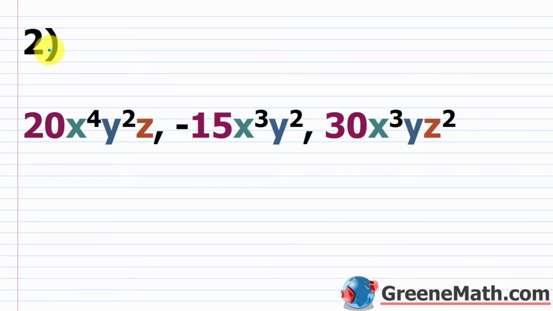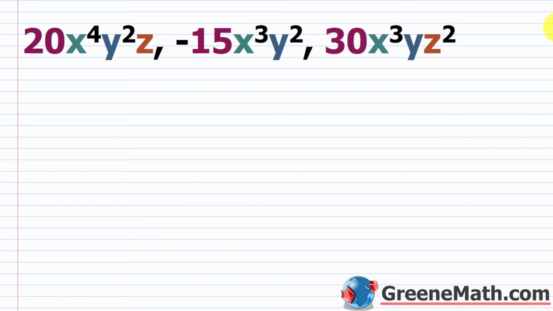All right, let's look at problem 2. So we're going to see 20x to the 4th power y squared z, then negative 15x cubed y squared, and then 30x cubed yz squared. So let's work on the number part first, or the coefficients here. We're going to take 20.